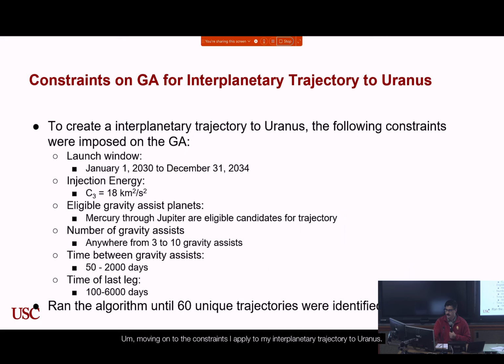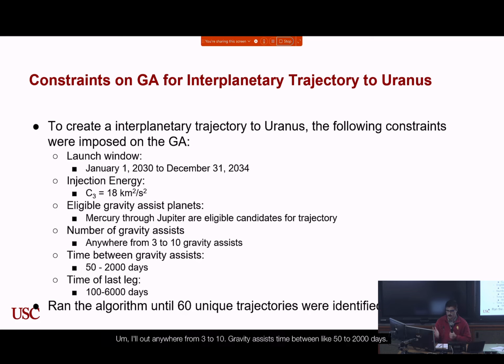Now, moving on to the constraints I apply to my interplanetary trajectory to Uranus. Following the ideal timelines, I wanted to give it a launch window of 5 years from January 1st of 2030 to December 31st of 2034. I'm modeling a slightly improved inertial upper stage at 18 kilometers squared per second squared, and I allowed eligible flybys of Mercury through Jupiter. I'm not including Saturn because Saturn's in a non-ideal position and would cause very wild trajectories and fling you in towards the sun.